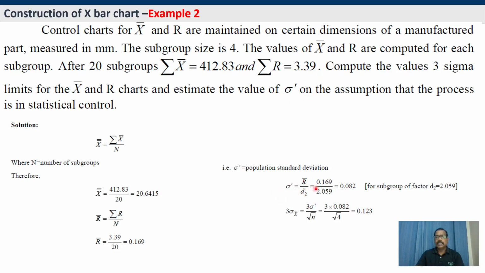Sigma dash, this formula you should remember. What does sigma dash mean? Population standard deviation. It is representing the whole population. It's not the sample standard deviation, it's the population standard deviation. So the population standard deviation can be estimated using R bar divided by small d2. This R bar you calculated here, but d2 can be referred from the table.